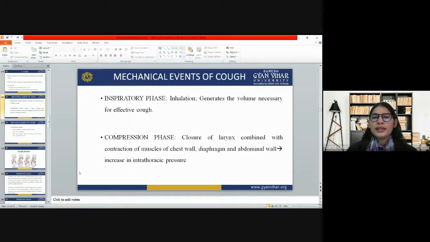Now, what is the mechanical event of cough? What are the events involved in coughing? First is the inspiratory phase. The inspiratory phase involves inhalation, generating the volume necessary for effective coughing. Next comes the compression phase. What happens in this phase? Closure of the larynx combined with contraction of the muscles of the chest wall, diaphragm, and abdominal wall increases the intrathoracic pressure.